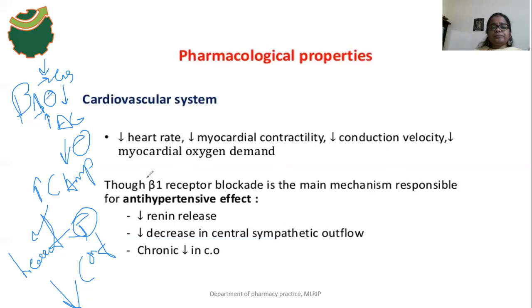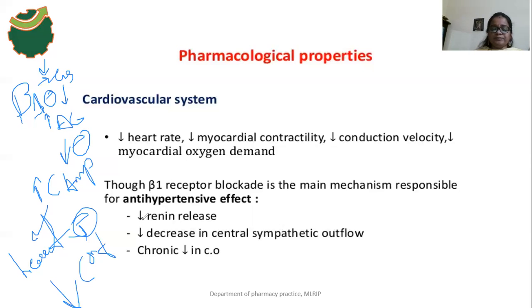And here, as a result of beta 1 receptor blockade, there is an antihypertensive effect also, because of the decrease in the heart rate and the decrease in myocardial contractility, and the conduction velocity also decreases, and the myocardial oxygen demand decreases. Okay, and this antihypertensive effect occurs due to three more reasons.